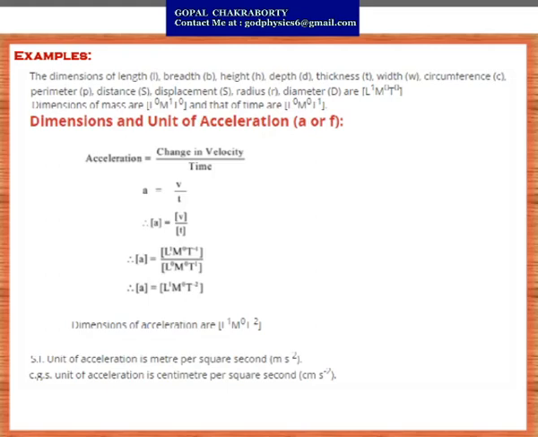Next one, the dimensions of acceleration, that is change in velocity with respect to time. I have already discussed this, that is velocity by time. The velocity has a dimension L to the power 1, M to the power 0, T to the power minus 1, and the time is L to the power 0, M to the power 0, T to the power 1. So the dimensions of acceleration are L to the power 1, M to the power 0, T to the power minus 2.